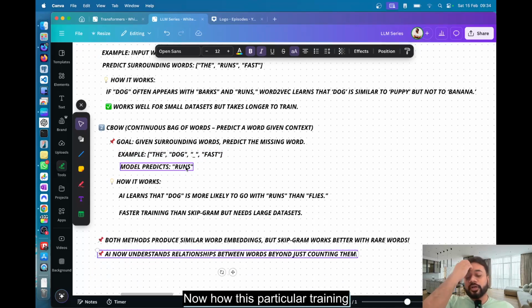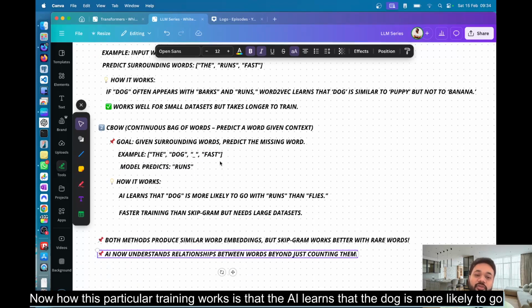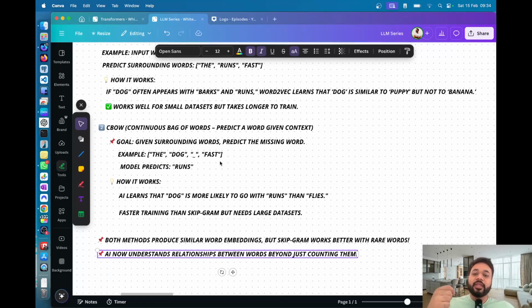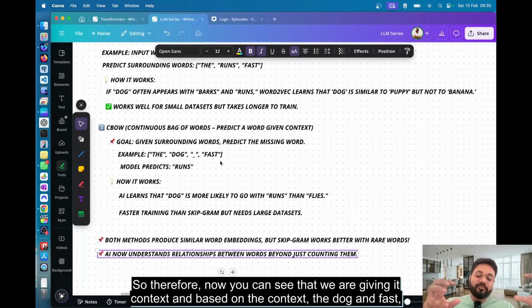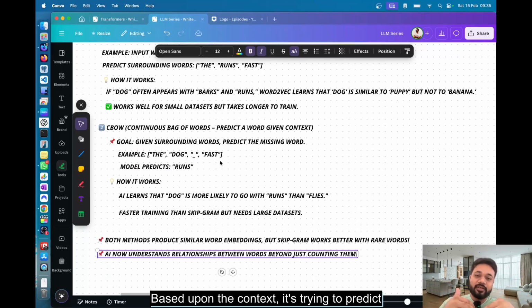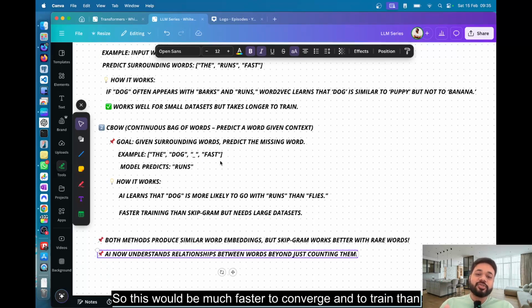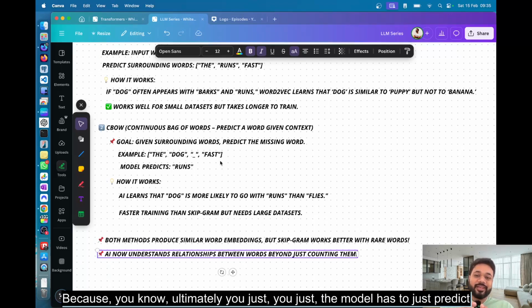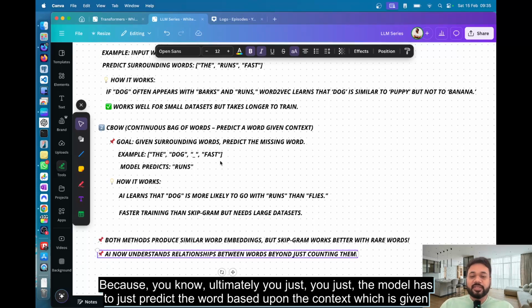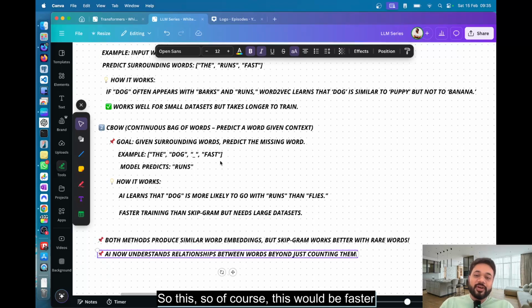Now how this particular training works is that the AI learns that the dog is more likely to go with run than flies, right? So now you can see that we are giving it context, and based on the context, the dog and fast, it's trying to predict the word that should fill in the blank. So this would be much faster to converge and train than the skipgram, right? Because ultimately the model has to just predict the word based upon the context which is given, and then learn the embeddings out of it, right? So of course this would be faster than the skipgram, but it would need a larger data set to converge.